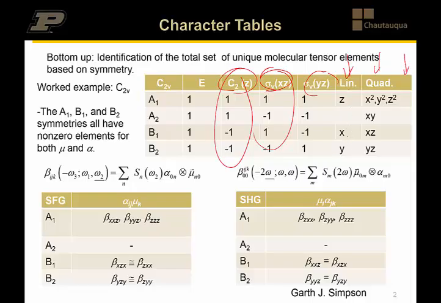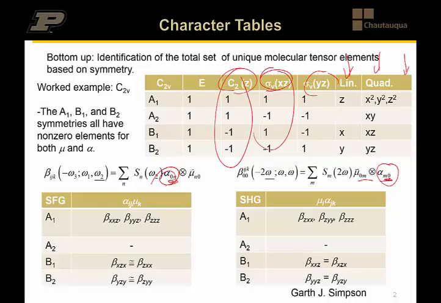So the linear corresponds to the transition moment, the quadratic corresponds to the alpha, whether it is the Raman, as in the case of vibration, or in the case of sum frequency generation, or the two-photon absorption matrix in the case of second harmonic generation.